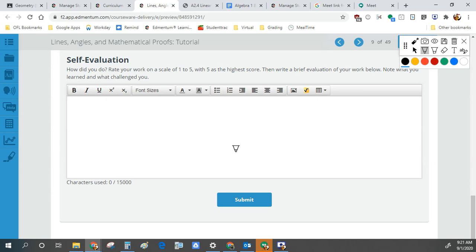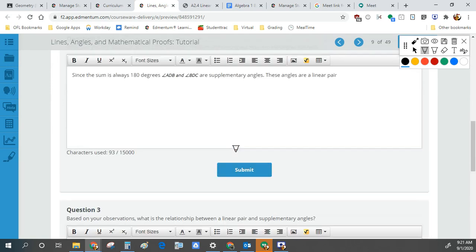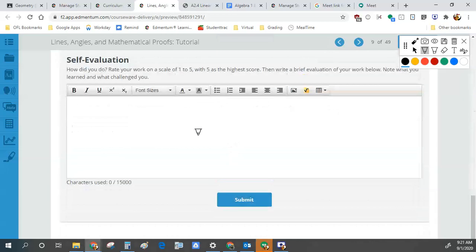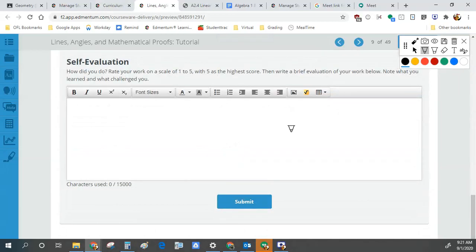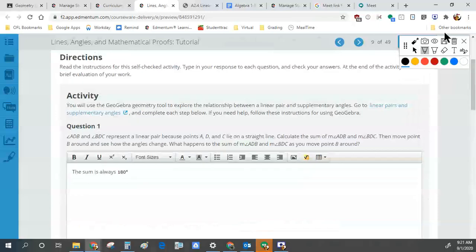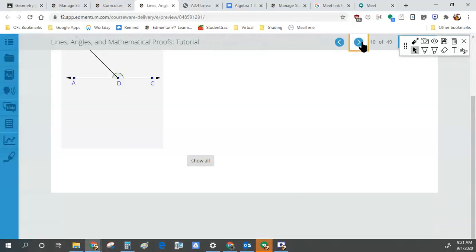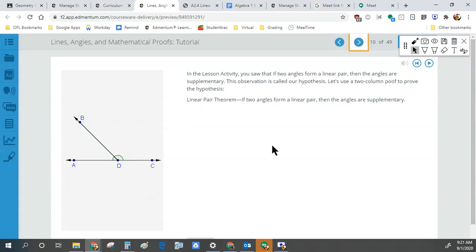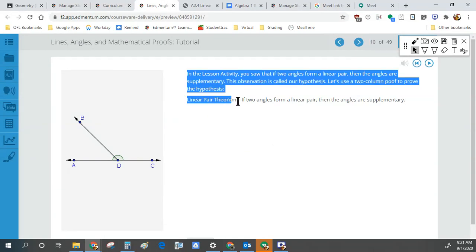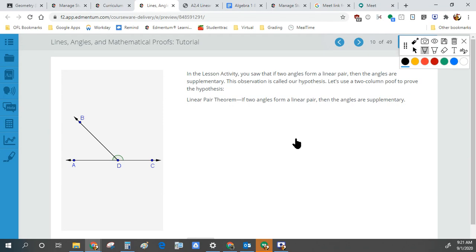For self-evaluation, in this case, I would give myself a 5. I already knew that they equaled 180 degrees, so this exercise was really simple. All you have to do is just add up the angles, right? So this is just telling us a linear pair theorem. This is a theorem we can always use. When we're trying to prove something, we can always count on the fact. If I know this is 30, then for a fact, I know that this has to be 150. Why do we know that? Because of the linear pair theorem.